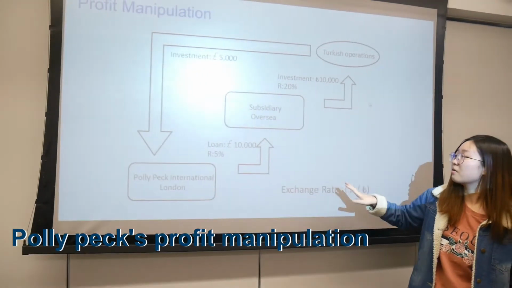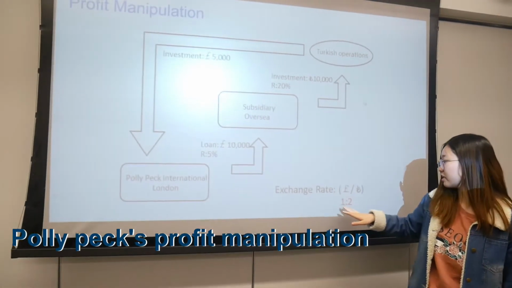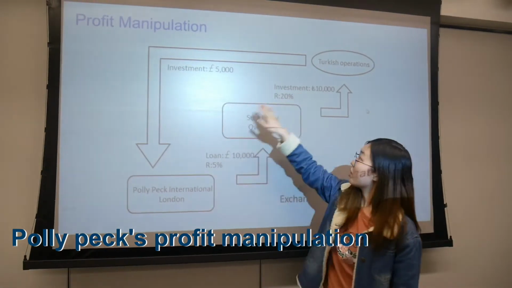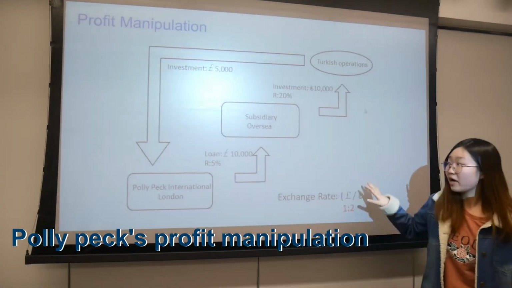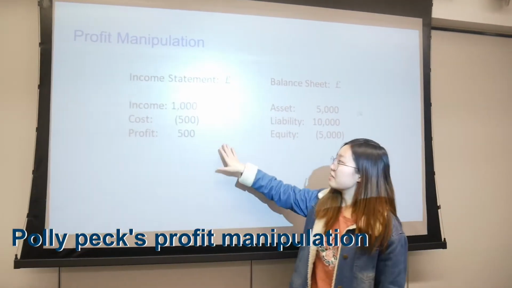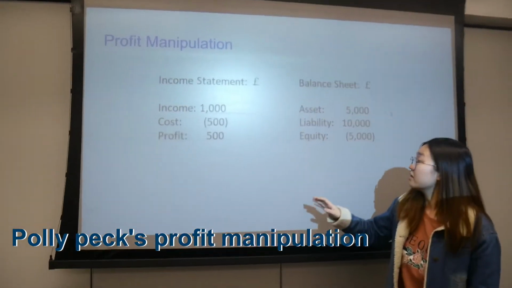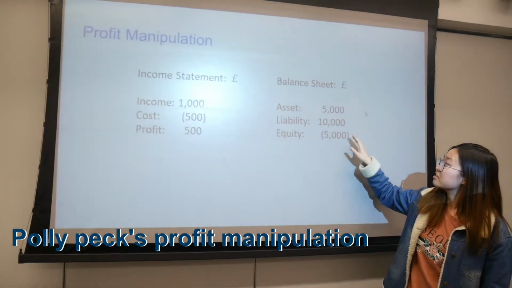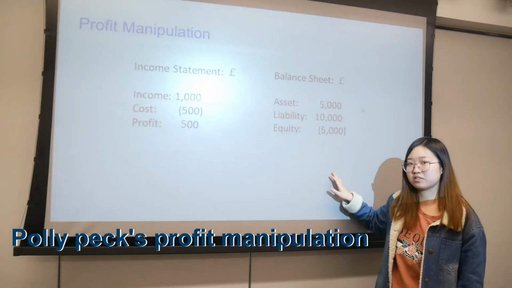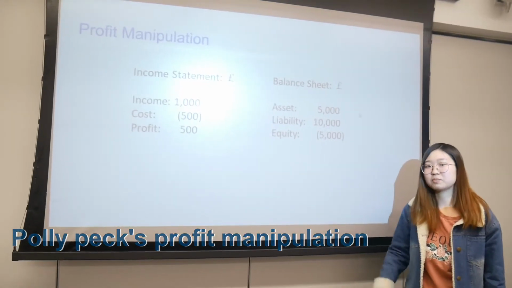Actually, the Turkish lira is a weaker currency, so it's reasonable to assume that it will get weaker and weaker. Let's change the exchange rate to 1 to 2. So finally, the initial investment will only have £5,000 in value, and the payback will only be worth £1,000. So what will happen now to Polly Peck's financial reporting? In the income statement, they have income of £1,000 while the cost is £500, so that gives a profit of £500. That's good news for investors. However, in the balance sheet, they have a liability of £10,000 while they only have capital of £5,000. So actually the equity is crushed by £5,000. Unfortunately, investors just overlook this point, and that's how Nadir used the impression management technique to manipulate the profit.